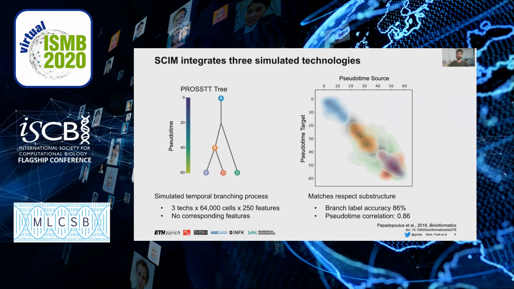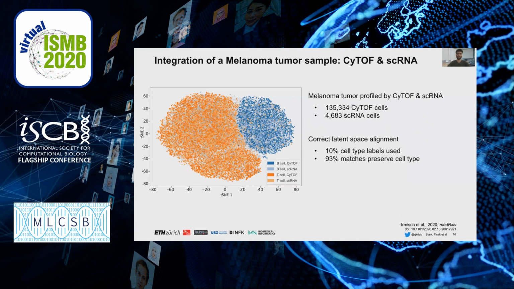SCIM accurately matches cells, reporting an overall label accuracy of 86%, and preserves their pseudotime, yielding a Pearson's correlation of 0.86. We've also applied SCIM to a melanoma sample profiled with single-cell RNA-seq and CyTOF technologies, yielding a dataset of over 140,000 cells.